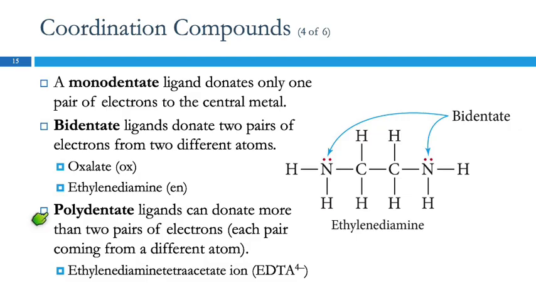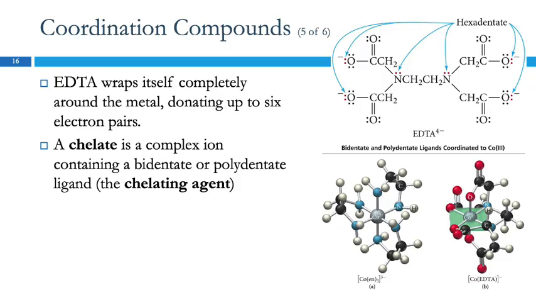Then we also have polydentate, which is more than 2. So ethylene diamine tetraacetate ion is an example of that. So this is a hexadentate ligand because we've got 6 different lone pairs that can form a coordinate covalent bond.